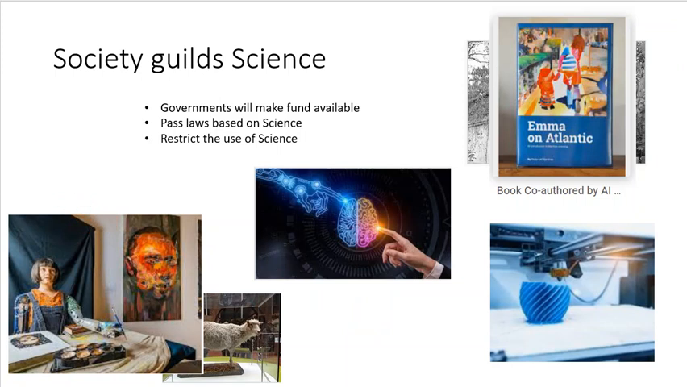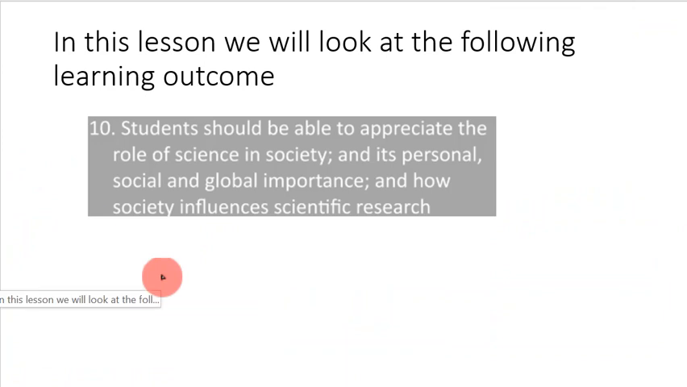So hopefully that serves as an introduction to appreciating the role of science in society. We've looked at the advantages and disadvantages that science brings to society, how it can impact on you, how it impacts from a global point of view, and how society influences scientific research, how society can restrict science and how it works.